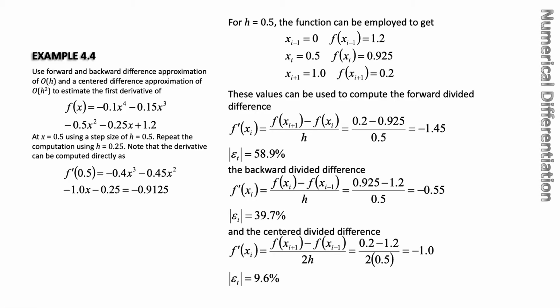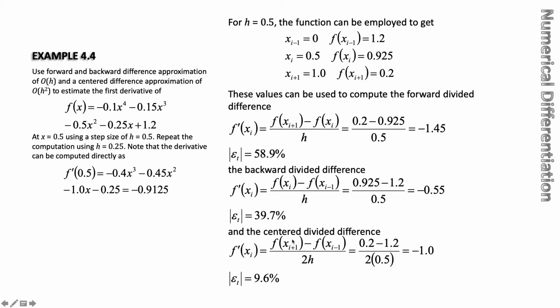Using the backward divided difference, we have f prime at x sub i equals f of x sub i minus f of x sub i minus 1, divided by h. So that's 0.925 minus 1.2 divided by 0.5. This gives us negative 0.55, which gives an error of about 40%.